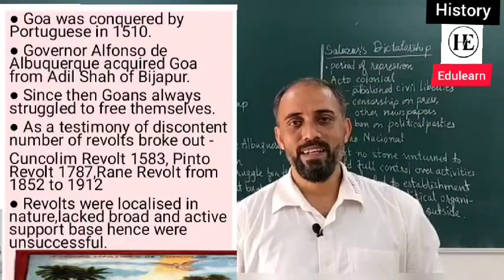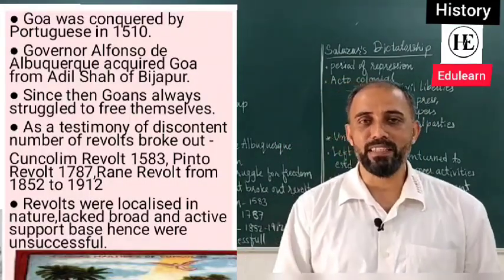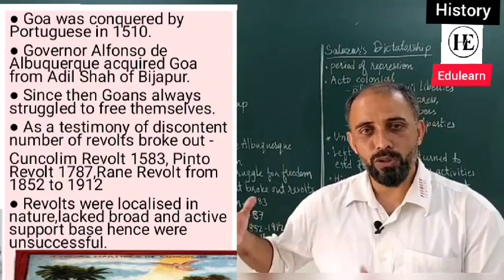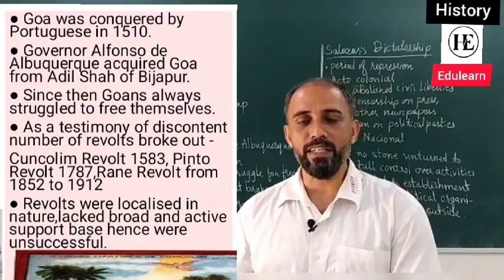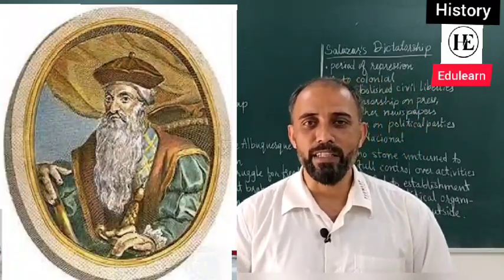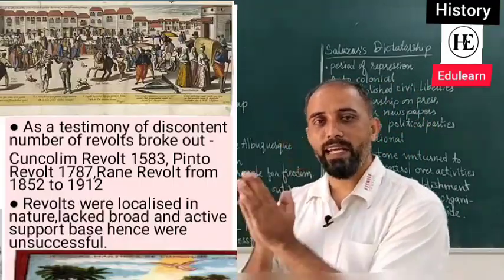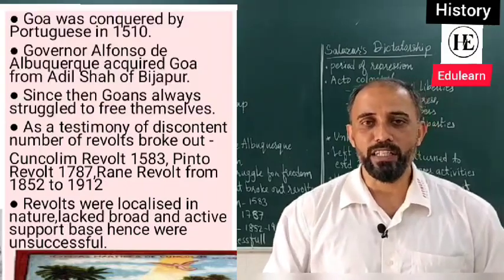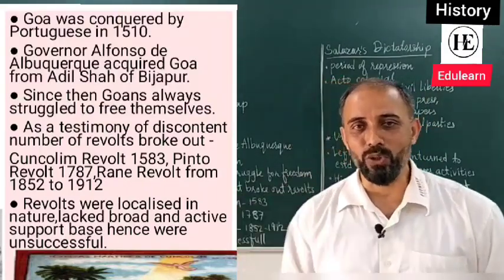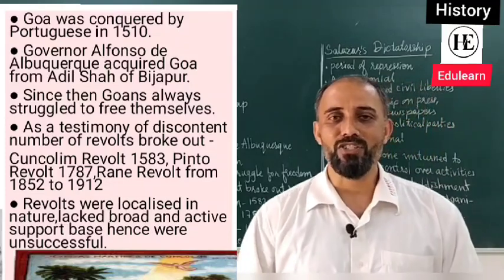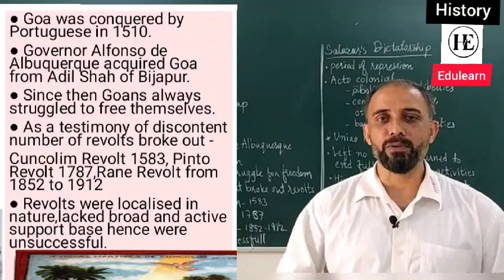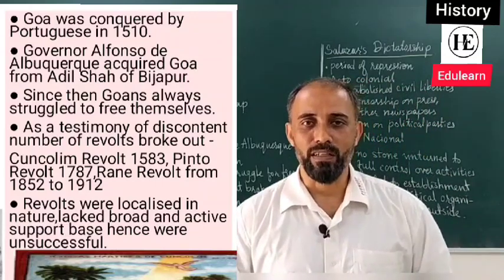When Europeans understood the wealth hidden in India, and that there was a lot of opportunity for them to do trade in India, at that time they sent Alfonso de Albuquerque as a governor to attack and conquer Goa. Accordingly, in the year 1510, Alfonso de Albuquerque conquered Goa from the Adil Shahs of Bijapur. Before the coming of the Portuguese, Adil Shah of Bijapur had ruled Goa.